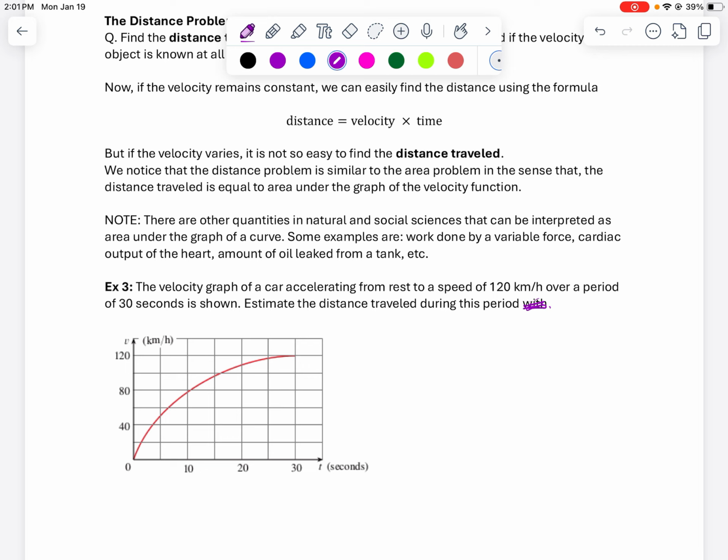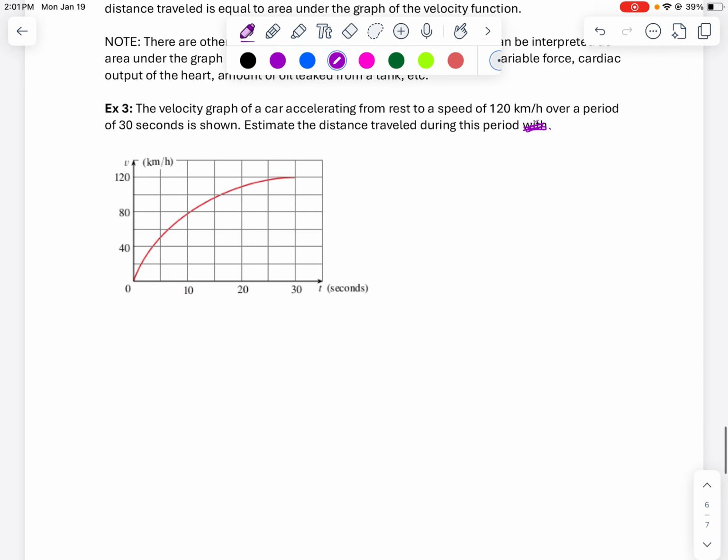So note here, starting from rest means what? At rest, v is equal to 0. Velocity is equal to 0. Now, so that v sub 0, t sub 0. Velocity is a function of time, remember? So that at t sub 0, which is 0, so at time t is equal to 0, v is equal to 0.